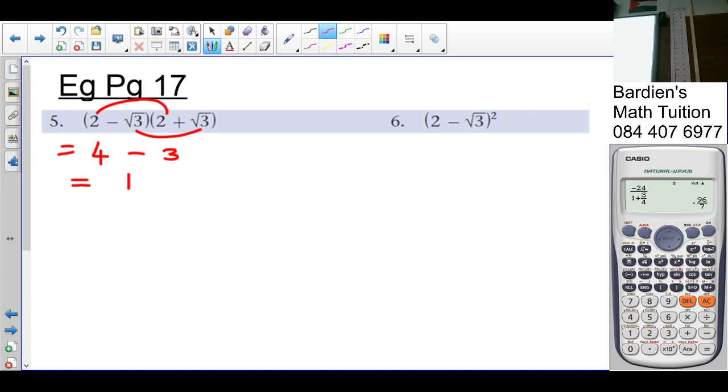People, the next one, it's a binomial square. You guys remember the rule of a binomial square? Square the first term, what do we get? 4. First term times the second term times 2, which is negative 4 square root 3. Negative root 3 all squared will be positive 3, or the positive root 9. Now we look again for like terms. 3 plus 4 is 7, minus 4 root 3. You all agree with that?